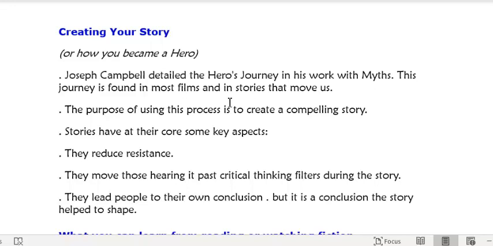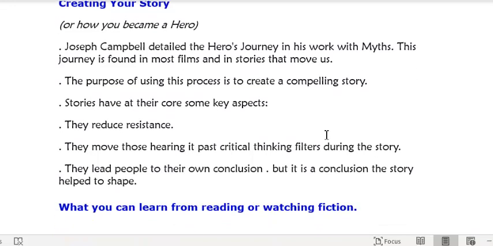So the purpose of this is to create a compelling story. Stories have at their core some key aspects. They reduce resistance, which we talked about earlier, that bridge crossing between defend and bond. And they move those hearing it past the critical thinking filters. During a story, they lead people to their own conclusion, but it's a conclusion that the story helped to shape.